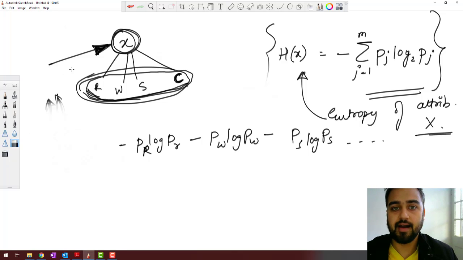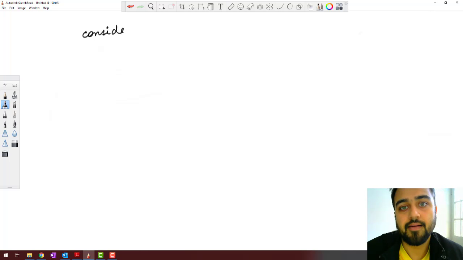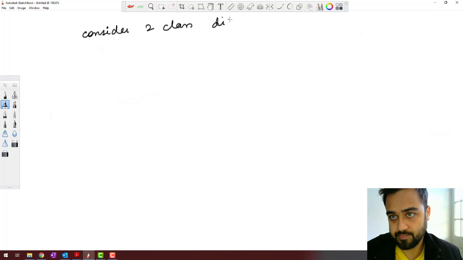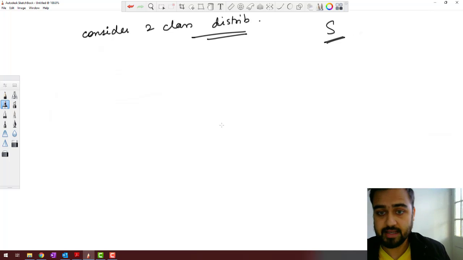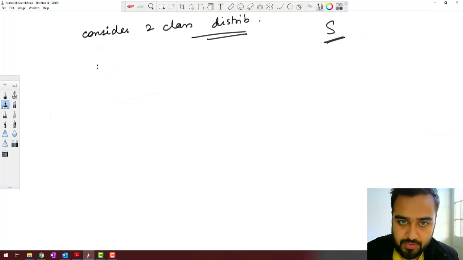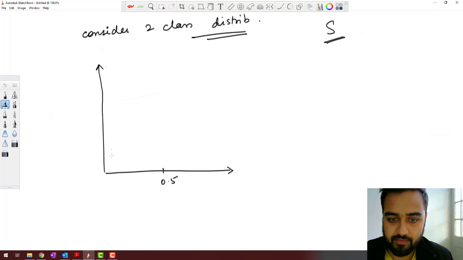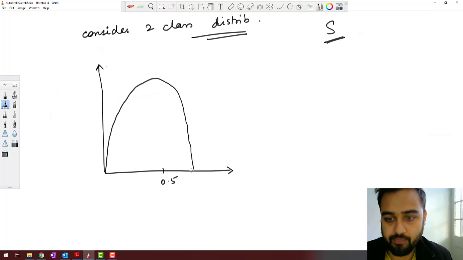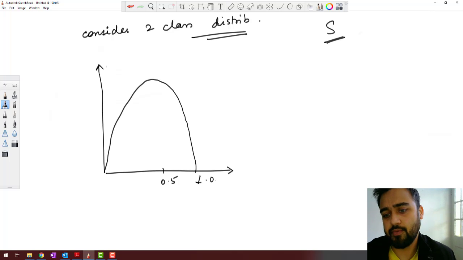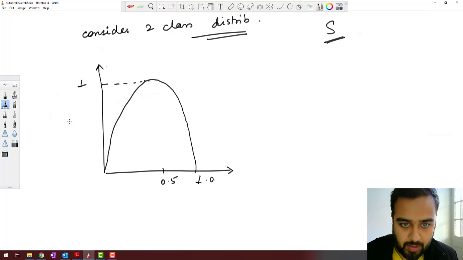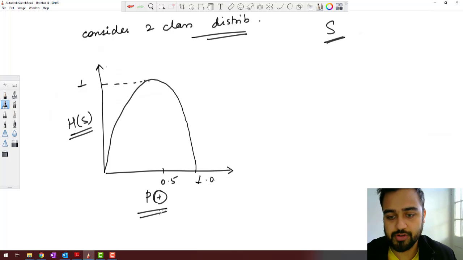So okay, in order to better understand it, let's take a two-class classification. All right. Now, if we consider a two-class distribution, right, where capital S stands for the sample of training examples. Now, if I want to draw entropy versus the distribution of the data graph, what I'll get is something like this, right? So this is 0.5. This is not drawn to scale actually. Something of this sort. So this is 1.0, where this is equal to H of S, entropy, right? And this is the distribution of the data set.